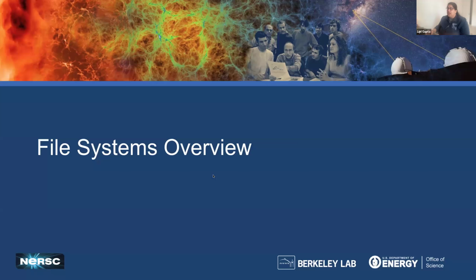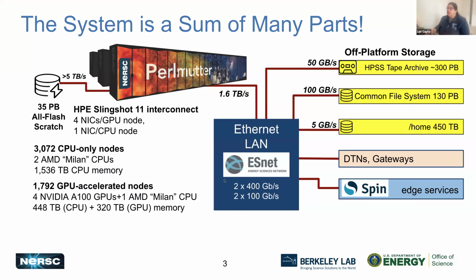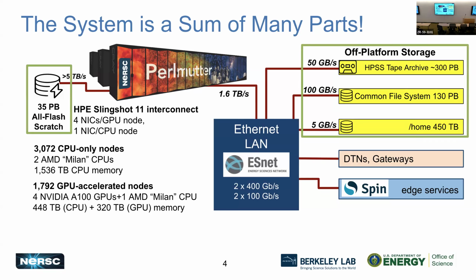Okay, so the first thing we're going to do is go over the different file systems that we have. You've seen this earlier today. Perlmutter consists of all different parts. It's the sum of many parts. So there's the compute aspect, where all the calculations are happening. But then there's places where you need to actually store information. So remember, memory and storage are different. Storage is where you put something long term where you can go and access it again later. And so we have a couple different storage options.